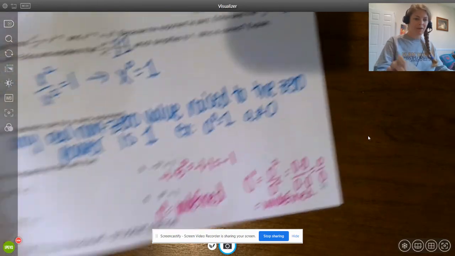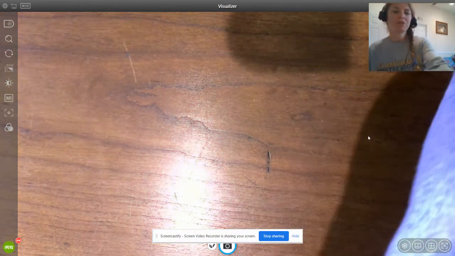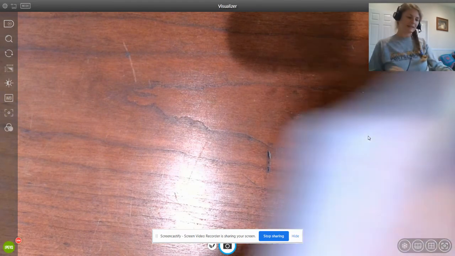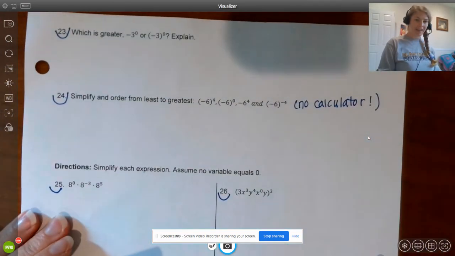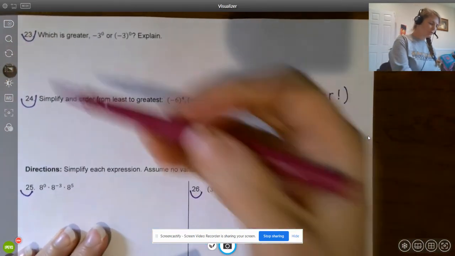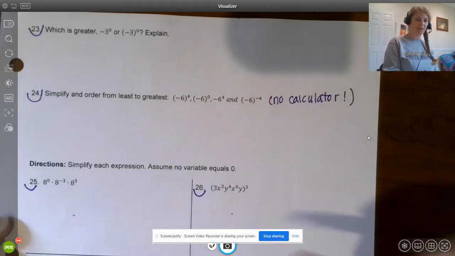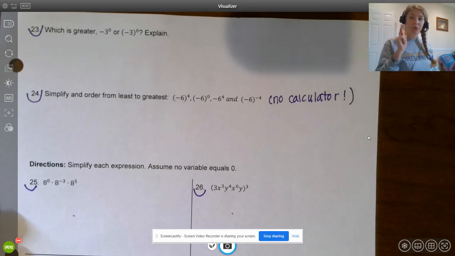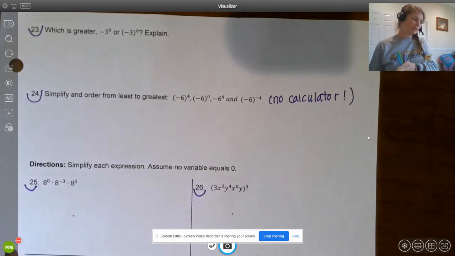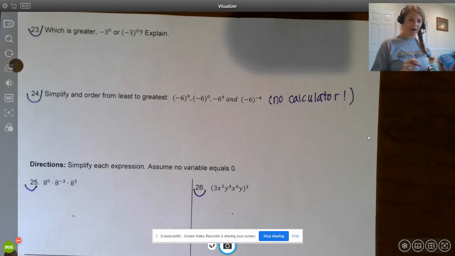Groovy. Okay, so let's get into our last page. I would like you to look at 23, 24, 25, and 26. No calculators. Go ahead, pause the video, finish those problems, and we're going to go over them in just a second. Okay, let's see how we did.